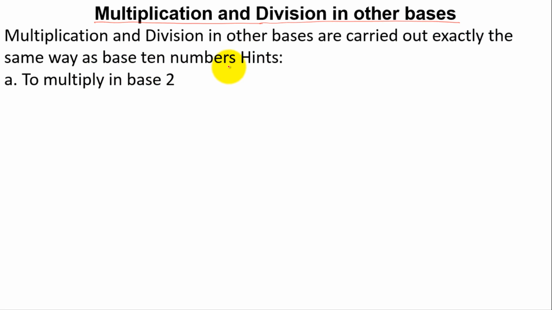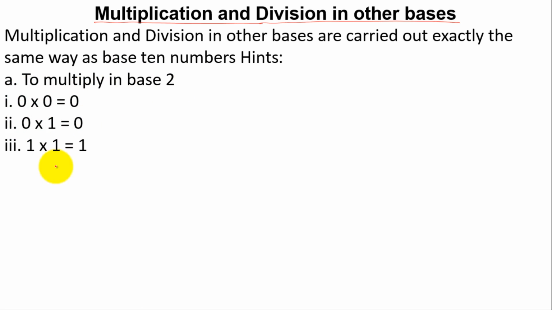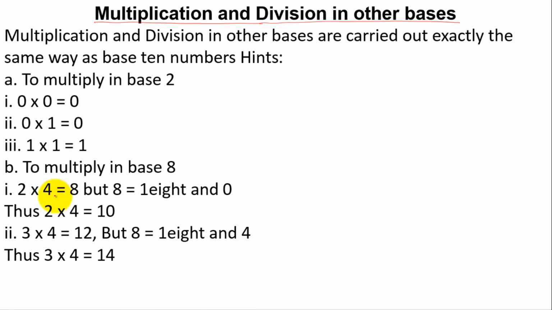numbers are being done, but the hint is this: to multiply in base 2, 0 times 0 will be giving you 0. Anything you multiply by 0 will give you 0. 1 times 1 will give you 1. Fine. Then to multiply in base 8, 2 times 4 is 8.